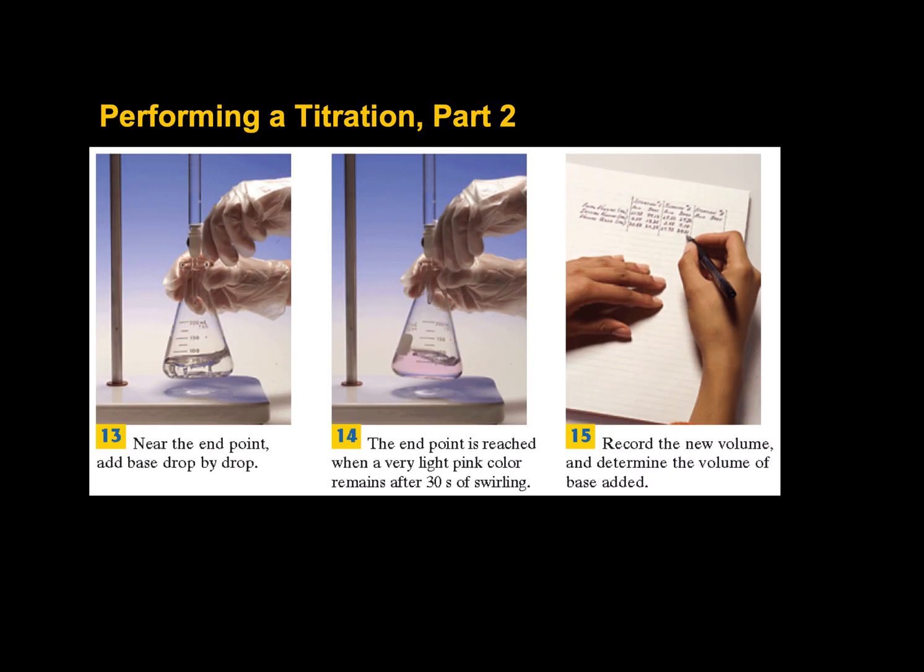Number 13, near the end point, add base drop by drop. The end point is reached when a very light pink color remains after 30 seconds of swirling. And number 15, record the new volume and determine the volume of base added.